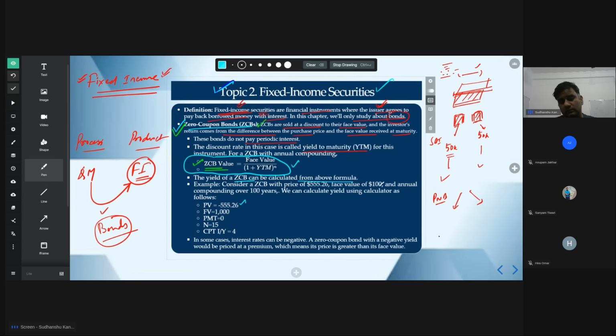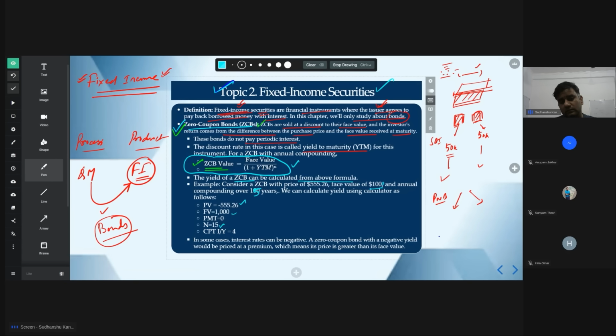The face value is 100? Face value should not be 100, actually it should be 1000, because the price is 555.26, so the face value has to be in four digits, 1000. And the annual compounding over 100 years? There's something wrong here, some calculation mistake, guys. It should be 15 years. N is equal to 15.